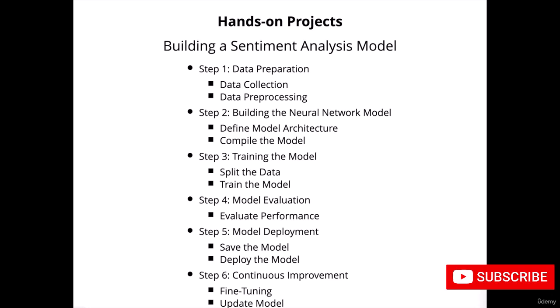Next step is model deployment. Save the trained model, weights, and architecture for future use, and then deploy the model. Deploy the sentiment analysis model using a suitable deployment strategy, such as deployment as REST APIs using TensorFlow Serving or Flask. Sixth step, or the last step, is continuous improvement. Fine-tuning the model architecture and hyperparameters based on performance metrics and user feedback. Update the model. Periodically update the sentiment analysis model with new data and retrain it to adapt to changing trends and patterns. Here is example code.